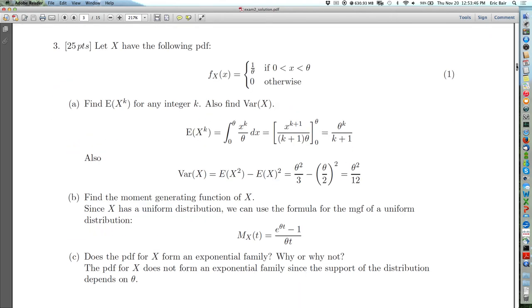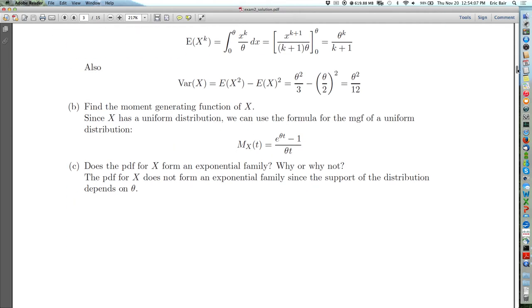Question 3, parts A and B, the vast majority of people got either doing the integration or recognizing it as a uniform random variable and using the standard formulas for this. I mean, there were a couple integration mistakes and things like that, but nothing major.